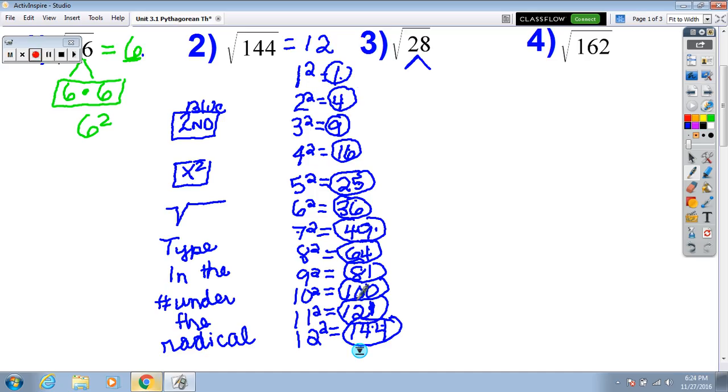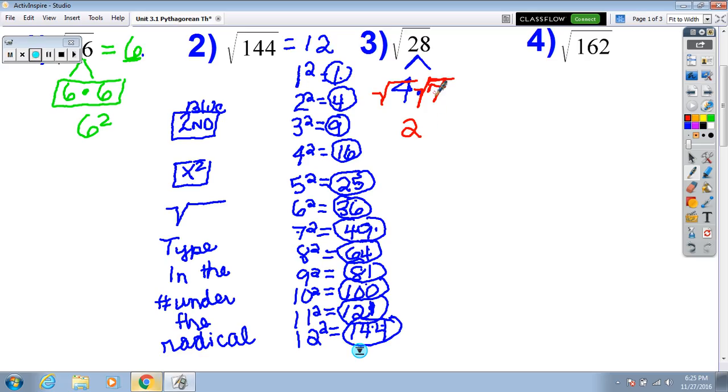Of the circled numbers, which one will go into 28 evenly? Well, I happen to know that 4 times 7 is 28. 4 is the perfect square. So remember, when we take the square root of a perfect square number, we're going to take the square root of both of these numbers. When we take the square root of a perfect square, we get a whole number. So the square root of 4 is 2.